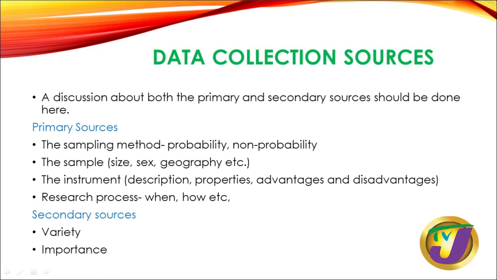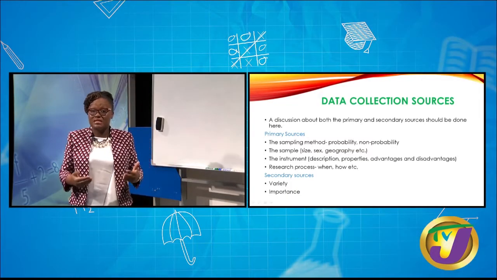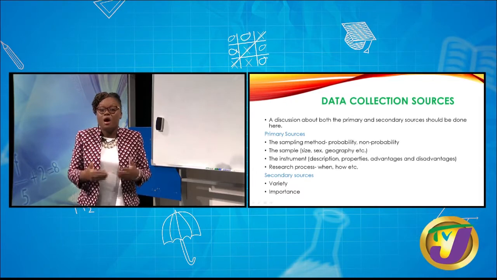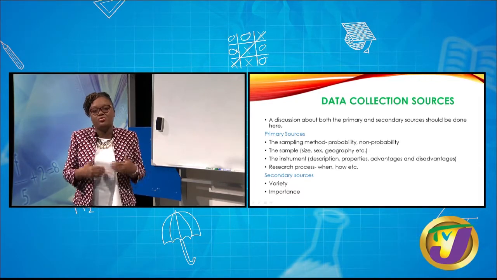Right? And then your secondary sources now, you would look at the variety and importance. And I mean the sources you have already used in your literature review. That's what we're talking about when we talk about your secondary sources. Describe them. Talk about the same variety that you have used. How will this be beneficial to what you are looking at?